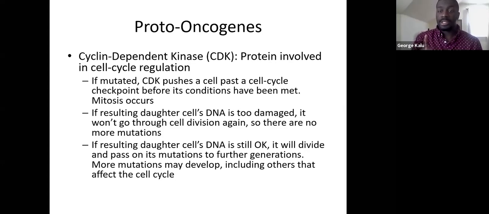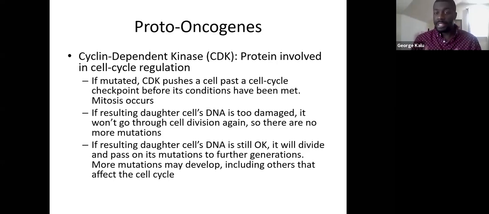Now, one of two things can happen at this point. Scenario one is the daughter cell's DNA is too damaged. If the daughter cell's DNA is too damaged, then it's not going to go through the cell cycle anymore, and so you won't produce any more mutations. Again, that's a good thing. That's what you want to have happen, because you don't want to start developing more cells with that same mutation.